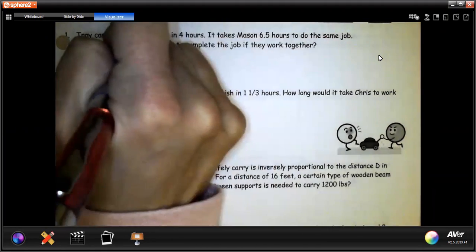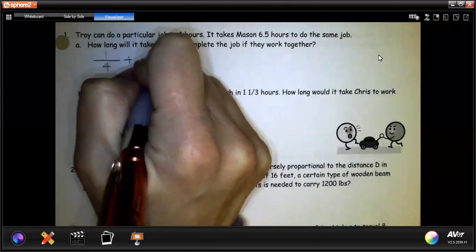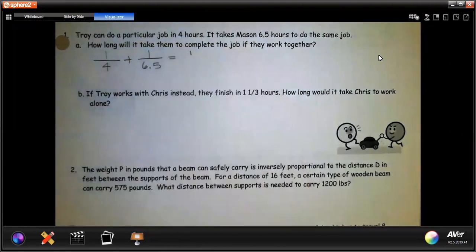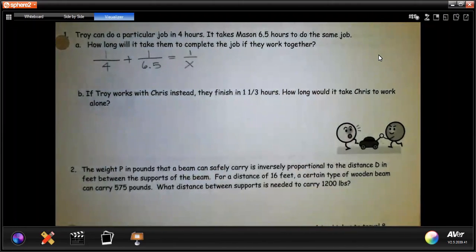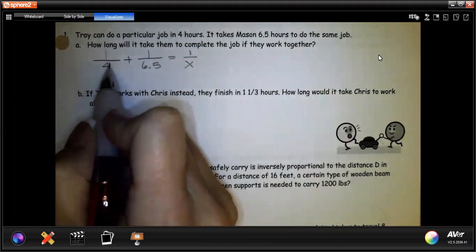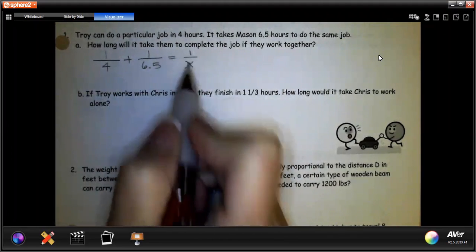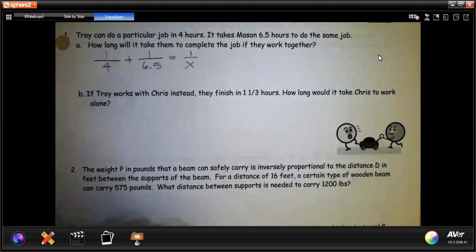Now he's going to be working together, so we would have to add Mason's speed, and he did the one job in 6.5 hours. Now together they're going to do the one job in we don't know how many hours. So that's what's going to be our variable. That's what we want to figure out. So setting up this problem, and these are called work problems, there's the one job over the number of hours plus the one job over the number of hours is equal to the one job over the total hours, which we don't know. So we put our variable in there.